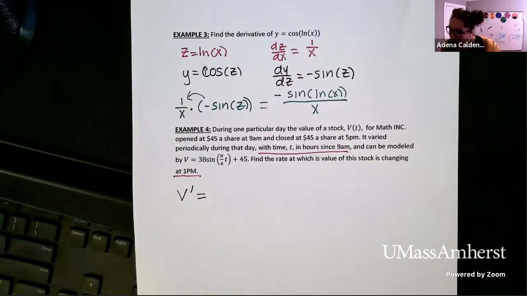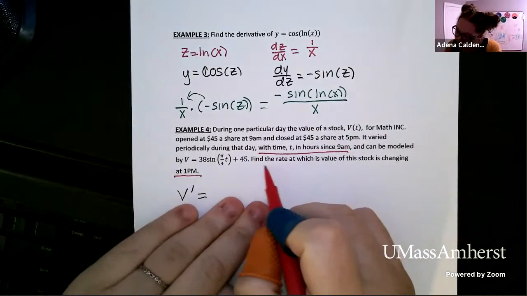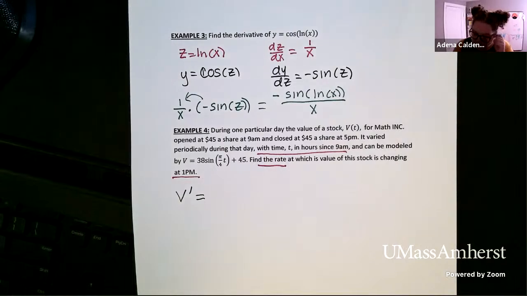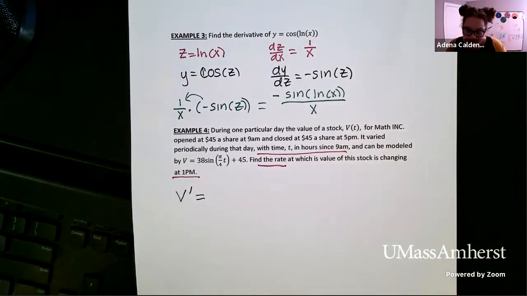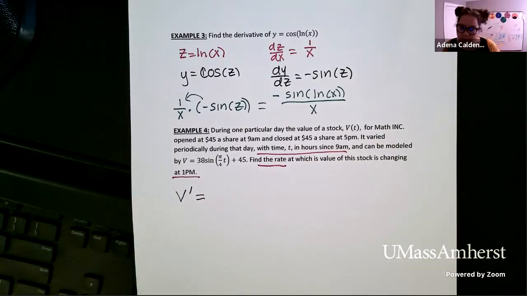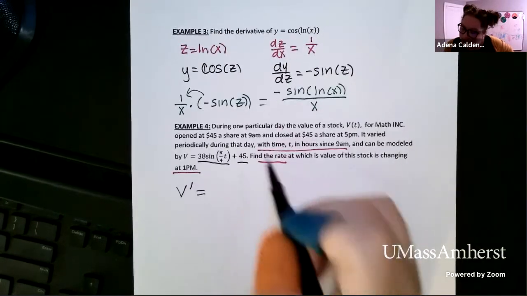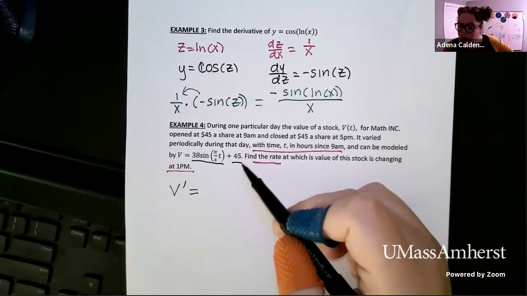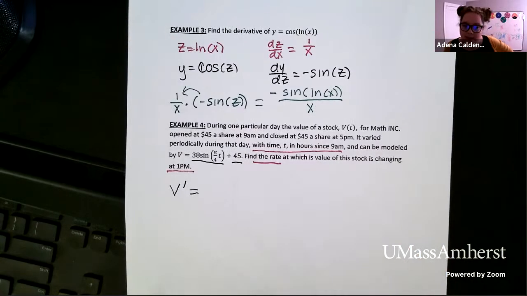Find the rate at which the value of this stock is changing at 1 p.m. So whenever you see like find the rate, determine the rate, we're talking about the derivative. So we want to figure out the value of the derivative at 1 p.m. But before we can plug in anything for 1 p.m., we have to make sure we have the derivative to plug into. So there's two parts to this original function. There's the 38 sine of pi over 4t and the 45. The derivative of 45 is going to be 0 because that's a constant and it's all by itself.